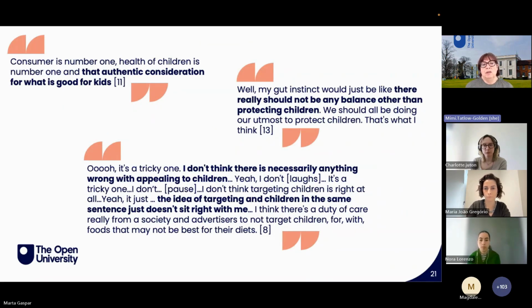And their views when asked, how do we balance the needs of different stakeholders in this area? Most of them said, look, in the end, we need to think about children and about the future of the population. And that's something that needs to be addressed. There shouldn't be any other balance other than considering how we protect children. And then you can see how they're sort of talking themselves around in circles. There's one saying there's not necessarily anything wrong with appealing to children. And then within the same sort of paragraph of reflection, she comes to the idea of targeting and children in the same sentence just doesn't sit right with me. So I think the conclusion that I came to after these deep conversations with advertisers was that they were comfortable with the work that they were doing, but less so once we had these deeper conversations about what was actually going on. Next slide, please.